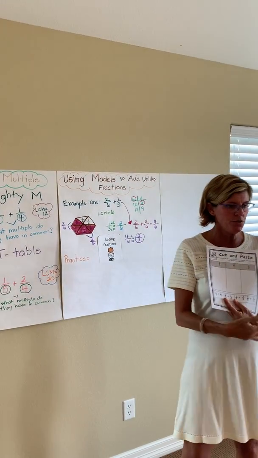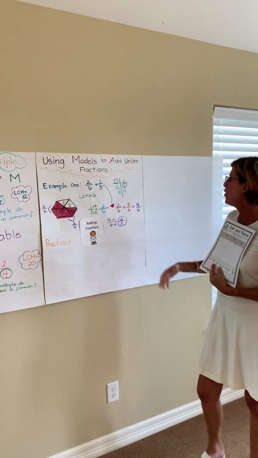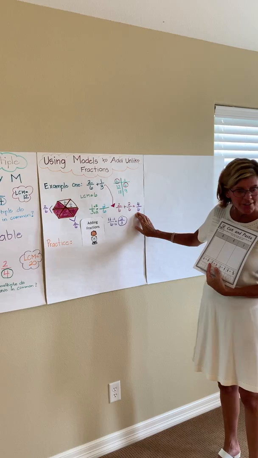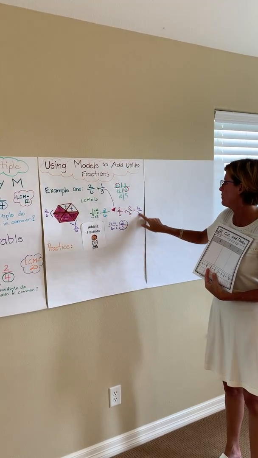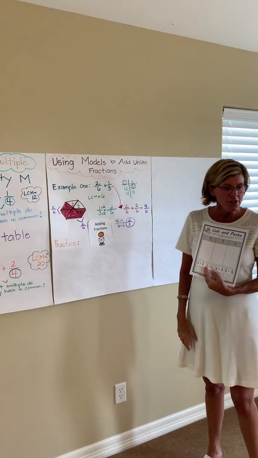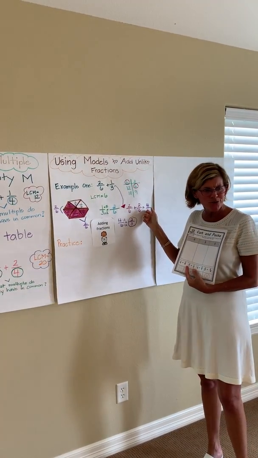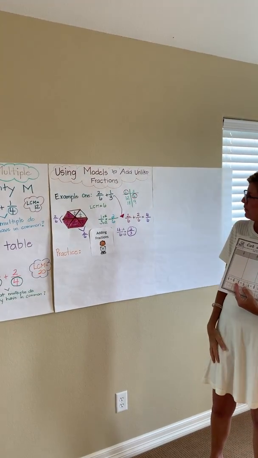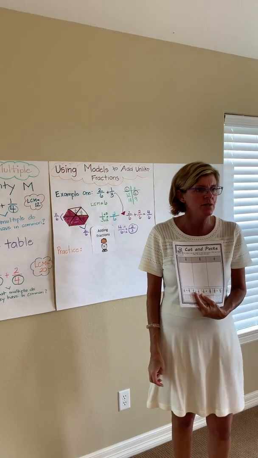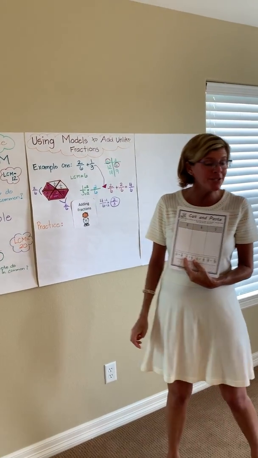Okay, and when you counted your pieces, Alexis, what did you get? 4 over 6. Good, because you colored 4 pieces out of the 6. That's right. But if we look at our paper, 4/6 is not an answer choice. Why? I know I did it right. What's wrong with it, Alexis? Because it can be reduced. It can be reduced. That's right.